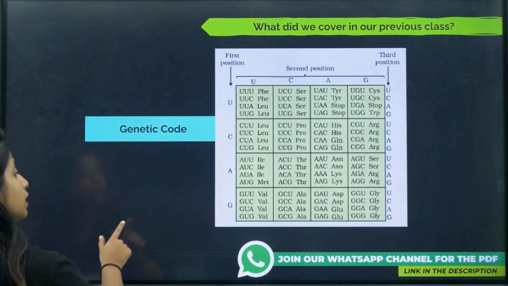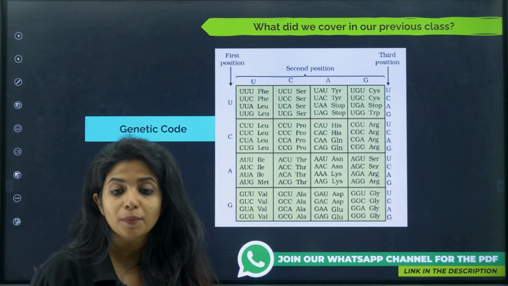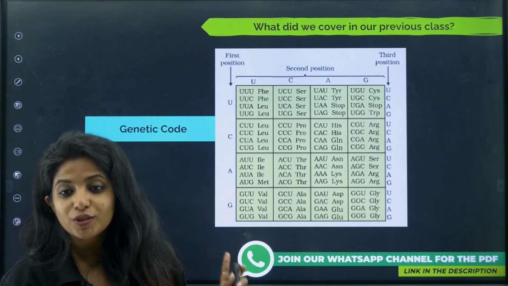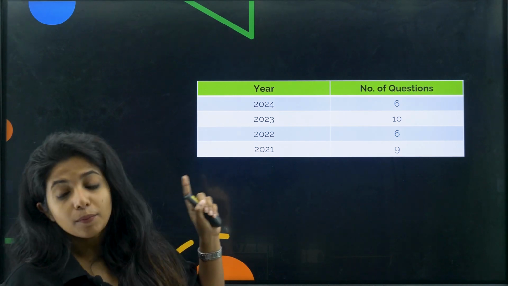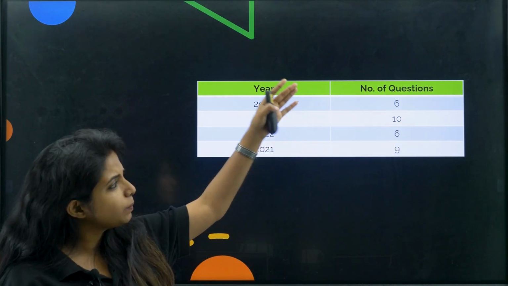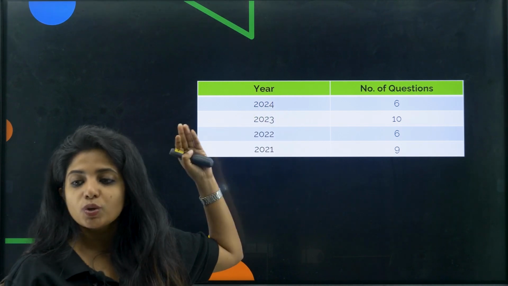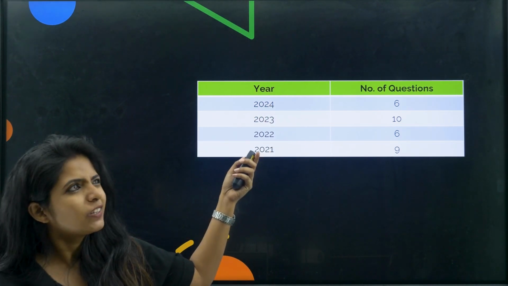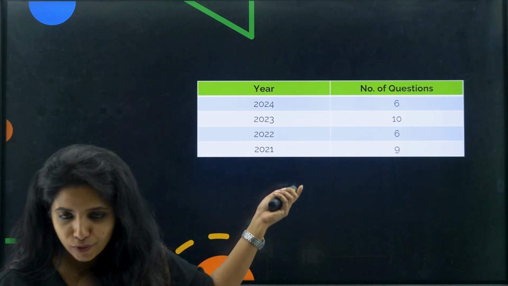Now over here, what did we cover the previous time? We spoke about the genetic code and I also gave you certain ways to remember it. I hope it was helpful for you. The number of questions which came in the previous year was 6, but before that it was 10, and it has been going on alternately like that. So we can expect a larger number of questions next year as well, that is 2025.